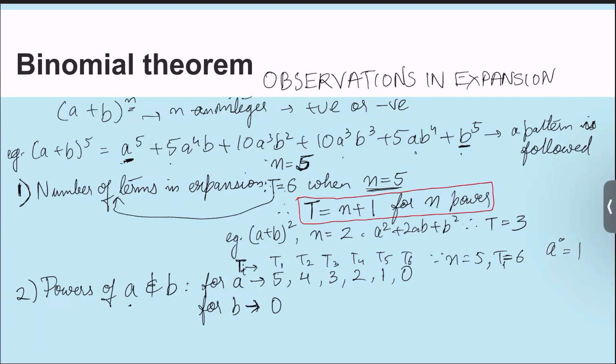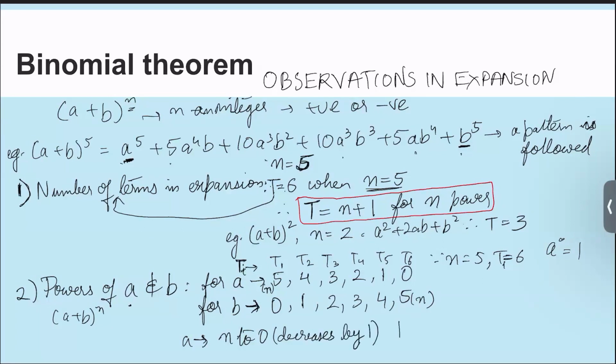In term 1, b has a 0 index or 0 power. Then in t2 it increases to 1, and it keeps increasing for all the terms up to the last term, where it becomes n. For a, the first term has the same power as the index that we are using, in a plus b raised to n. So for a, the power changes from n to 0, decreasing by 1. And for b, the power goes from 0 to n, increasing by 1.